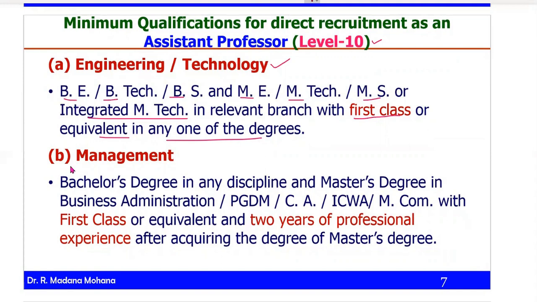Then for management courses, bachelor's degree in any discipline and master's degree in business administration or PGDM or CA or ICWA or MCOM with first class or equivalent and 2 years of professional experience after acquiring the degree of master's degree. So after master's degree, 2 years of professional experience is required for management colleges.